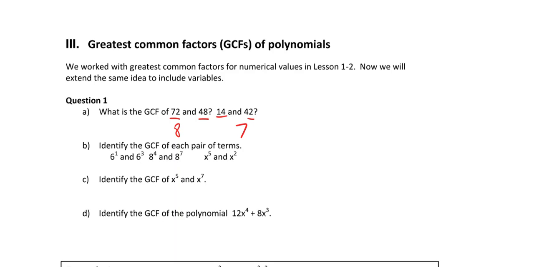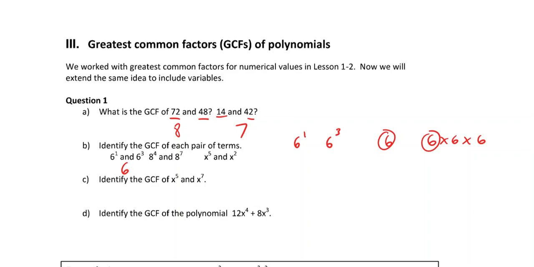Okay, this one, identify the greatest common factor of each pair of terms. So now I'm just going to write this one again so it's clear. We want to find the greatest common factor of, let's say, 6 to the 1 and 6 to the 3. Just to see this a bit more clearly, 6 to the 1 would really be just 6, and 6 to the 3 is 6 times 6 times 6. The greatest common factor here would be what's common to both, right? So that's just 6 to the 1. Yeah, so that would just be 6.